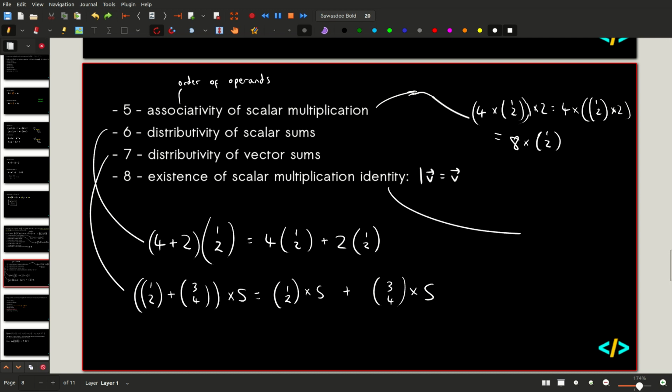Finally, 8 is nice and simple: existence of a scalar multiplication identity. This is just that there exists some scalar value where if we times it by a vector, we have that same resulting vector. So we have a neutral element in our vector space.